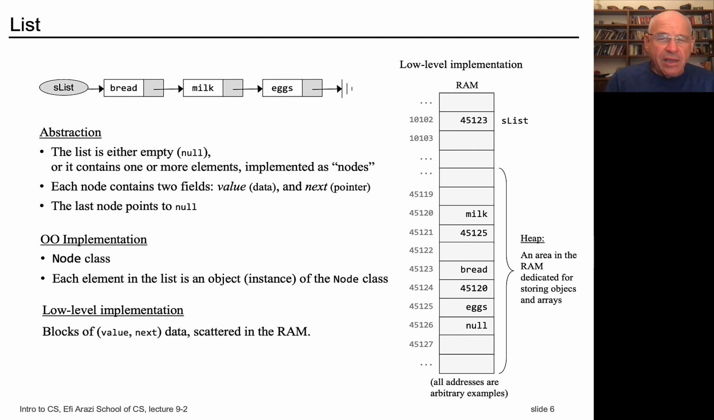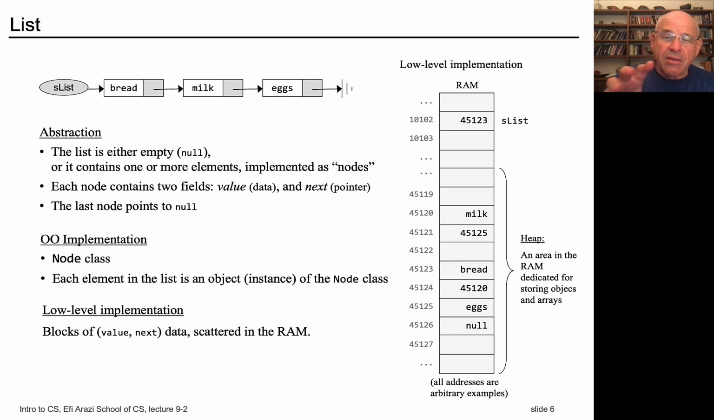So slist is a pointer, and it has a value. The value, as we see, is the address 45,123. So we go to this address, 45,123, and we find bread. Great. Now the next word in the memory is a pointer. This is the next field, which is 45120. We go to 45120, we find milk. And next to milk, there's a word with an address, 45125. We go to it, we find eggs. And the next word is null, which means that we are at the end of the list.